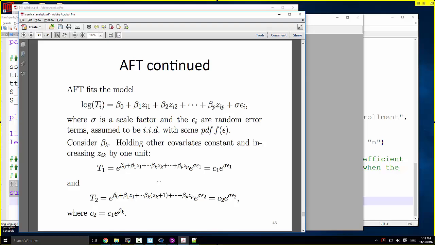Beta coefficients are mean differences in response for a linear regression model. They are log odds ratios for logistic regression. They're log hazard ratios for Cox models. In an AFT model, what is a beta coefficient? I've written out Z1 and Z1, the same value of Z1. Hold all the covariates but one of them constant, and increment the one we're considering, ZK, by 1.